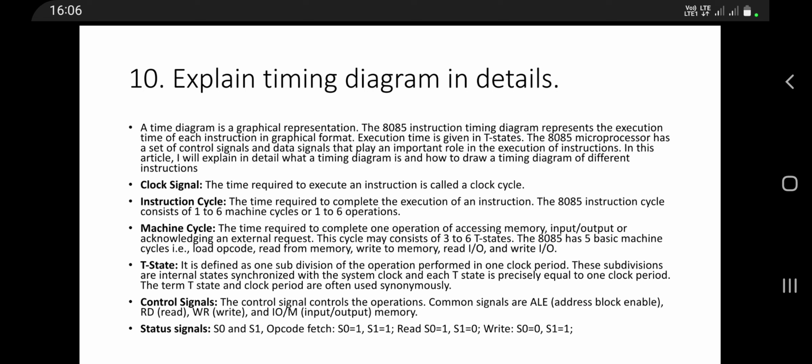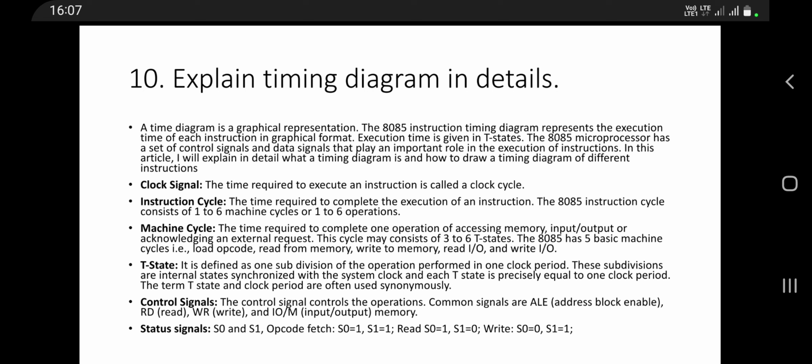While you draw the timing diagram, there are components that are very important. These are mainly the T state, the control signal, and the status signal. You have to know all these things, as well as how a number of T states can form a machine cycle, and a number of machine cycles can give an instruction cycle.